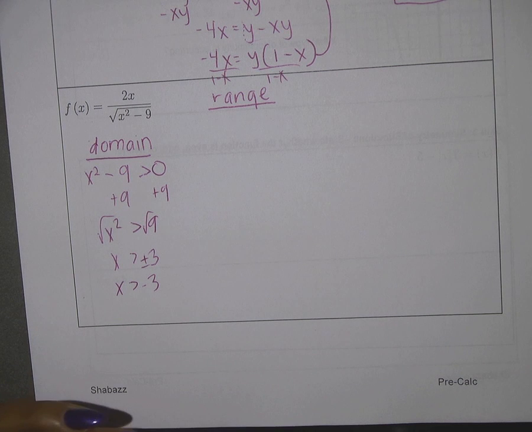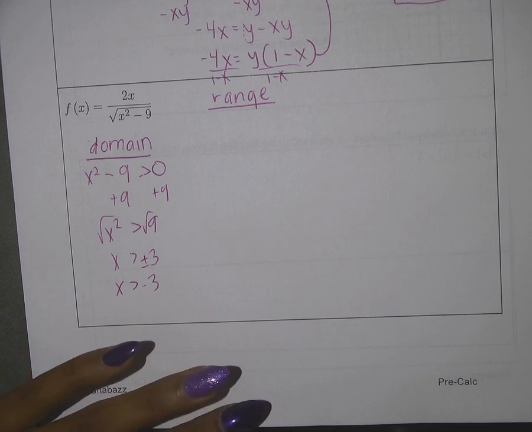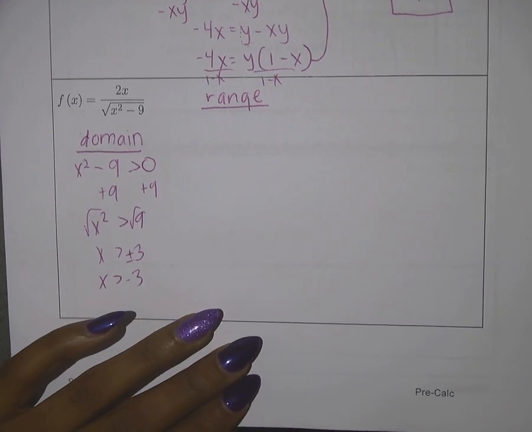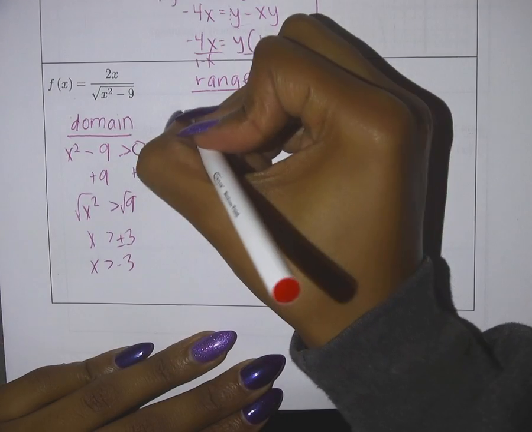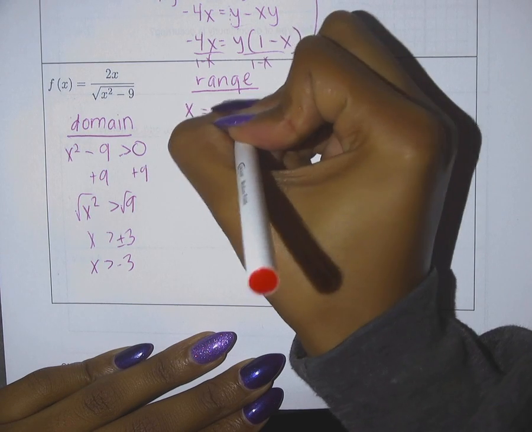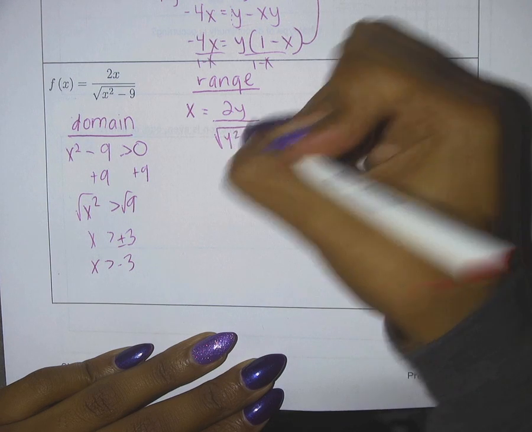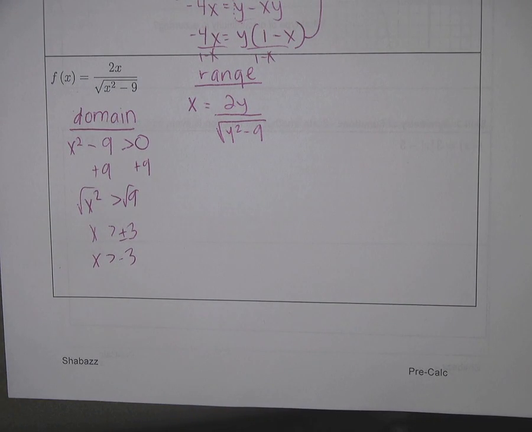All right, so to start with my inverse, step 1 is to swap my x and y's, correct? Okay, so x is equal to 2y all over the square root of y squared minus 9. How'd you get that? So all I did was swap my x and my y. That is all that I've done so far.